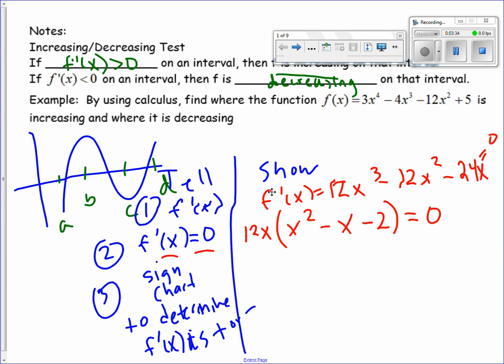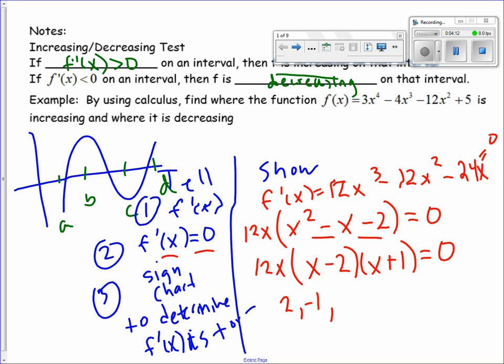Okay, how am I going to solve? Yeah, I'm factoring. Two numbers that multiply to -2 and add to -1. Yep, -2 and +1. Okay. Yep, so there's 3 solutions. Oh, yep, thank you. Okay, there are 3 solutions. What are the 3 solutions? And 0. Do you guys see that one's 0 right there? Okay. So those are the 3 solutions.